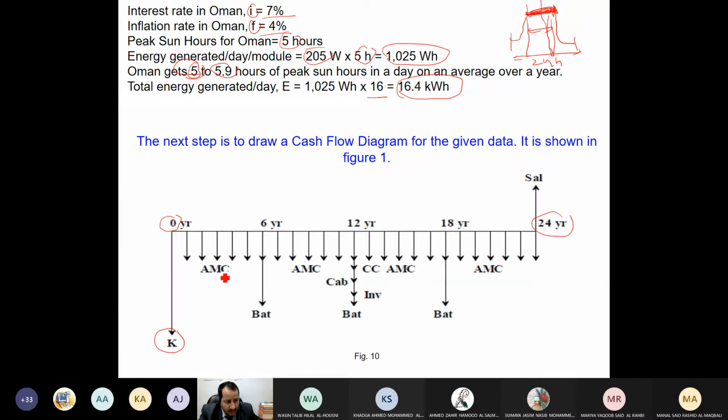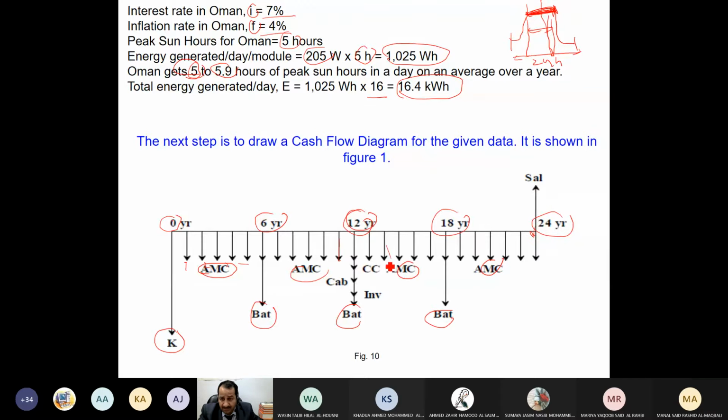And annual maintenance cost, AMC, to be paid every year. This is year 1, 2, 3, 4, and so on. So you can see this row represents the annual maintenance cost to be paid every year. After 6 years, I need to replace the batteries. And after another 6 years, which means 12, another batteries. And another 6 years, another battery. I don't need to replace here because the project already finished.